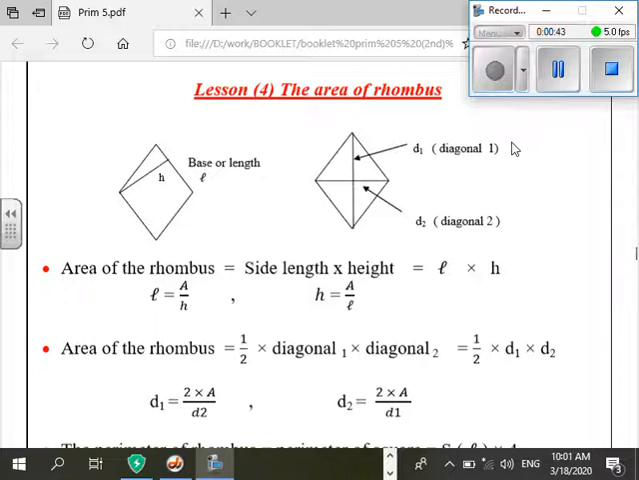The difference between square and rhombus: in the square, we say that the two diagonals of the square are equal. Here in the rhombus, the two diagonals are different in length. So we call them the diagonals of the rhombus, diagonal 1 and diagonal 2, because they are different in length.